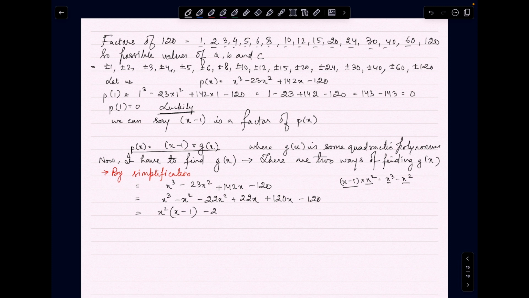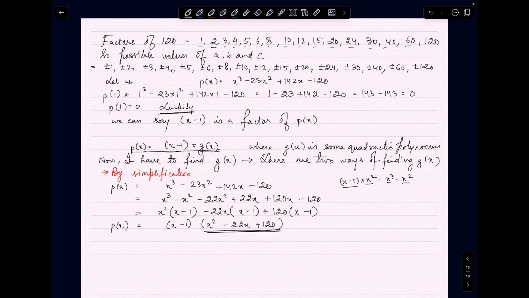Now I take minus 22x common, I am left with x minus 1. I take only 120 common, I am left with x minus 1. From this whole equation I am taking x minus 1 common. I am left with x square minus 22x plus 120. This is equal to p of x. I have written that p of x equals x minus 1 into g of x.